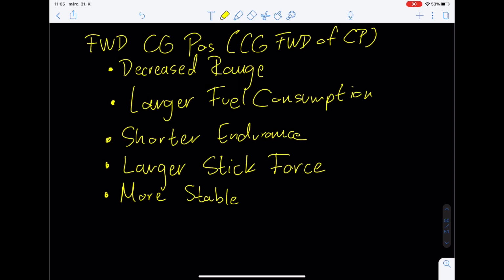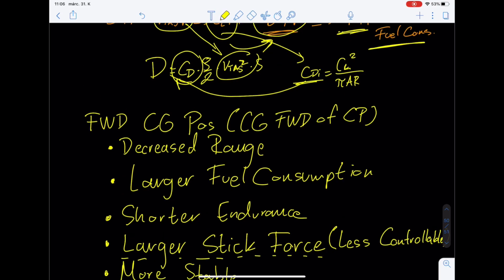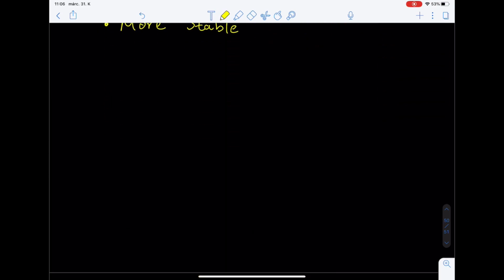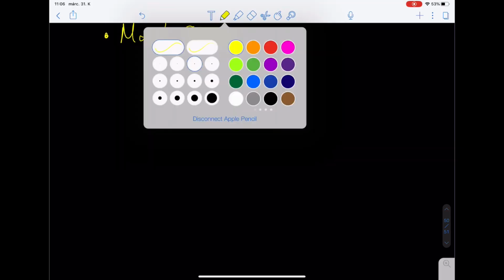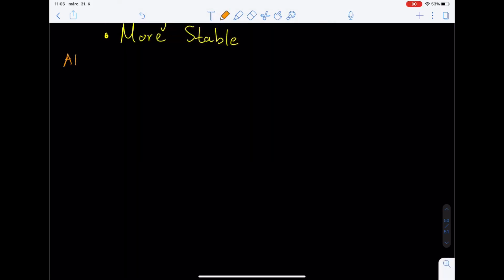And we call this larger stick force. We call this less controllable. And again, about this, you guys will learn the principles of flight in more detail. So what happens if we have an aft CG position? Let's examine that. What happens if you have an aft CG position?